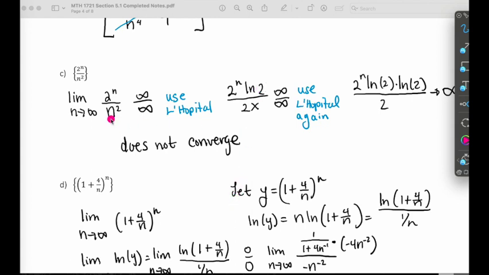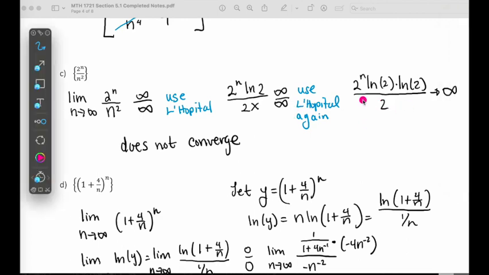And then when I take the derivative of n squared, I get 2n. That should be an n, not an x. My bad. So this should be 2n. And then it looks like I still have the form of infinity over infinity. The top approaches infinity, the bottom approaches infinity. So I'm going to use L'Hopital again. When I use L'Hopital again, I get 2 to the n times the natural log of 2 times the natural log of 2. And then when I take the derivative of 2n, that gives me 2.